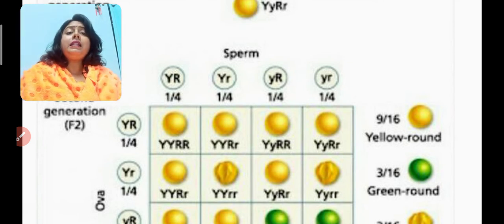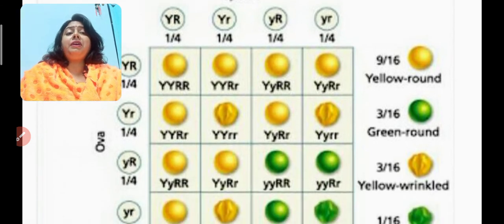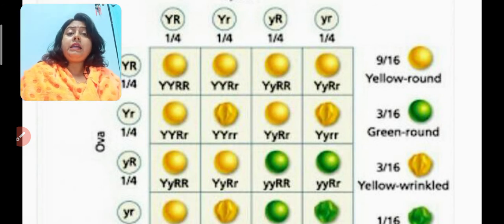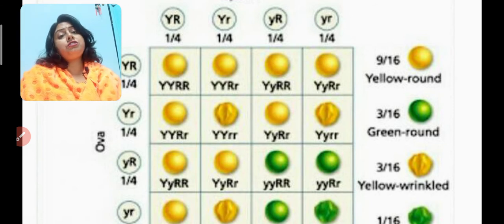So, students, let us see here. As I said, there were 4 types of gametes for both male and female plant in this case. And these gametes, as I said, were capital Y capital R, capital Y small r, small y capital R, and small y small r. So, in this square, we represent every possible fertilization option of the gametes.